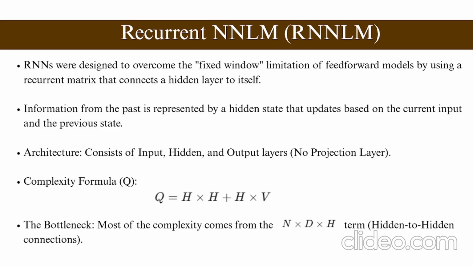However, the complexity formula is still daunting. Q equals H times H plus H times V. The bottleneck here is the H times H term. These hidden to hidden layer connections are computationally expensive because every unit in the hidden layer at time t is connected to every unit in the hidden layer at time t minus 1. While powerful, this makes RNNs very slow to train on massive datasets.